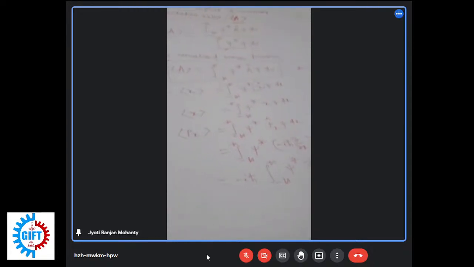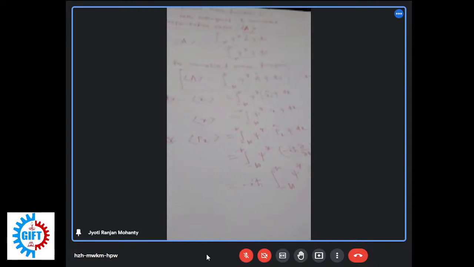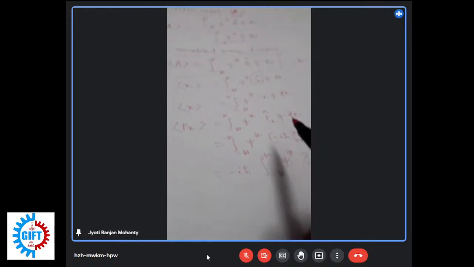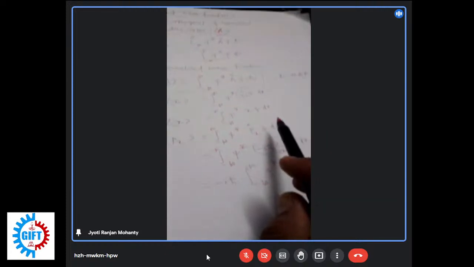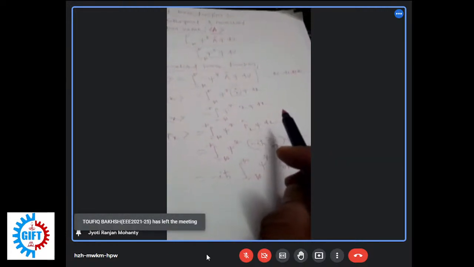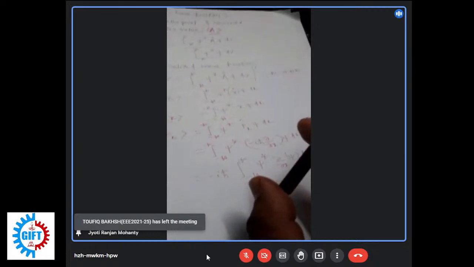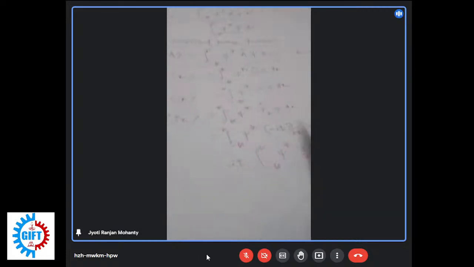Like this, whatever question you are asked, you have to remember the formula. We have to find the psi star, multiply with the operator, again multiply with the wave function, and find the integration.